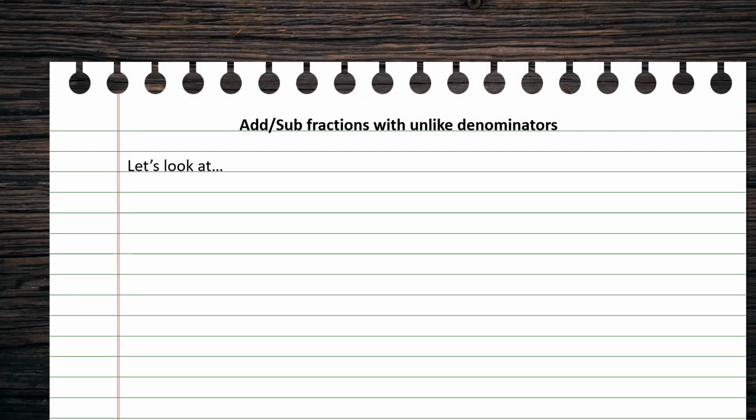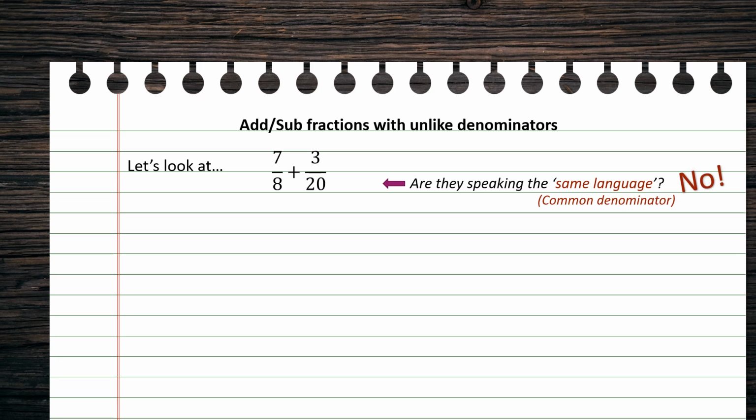Let's look at the following. 7/8 plus 3/20. Are they speaking the same language? Meaning, do they have a common denominator? No, they don't, which means we cannot add these two fractions.